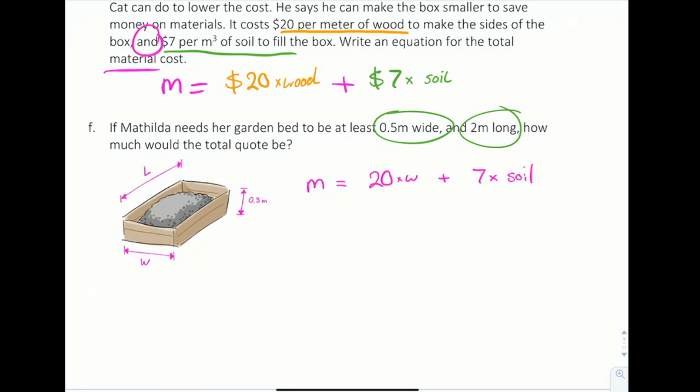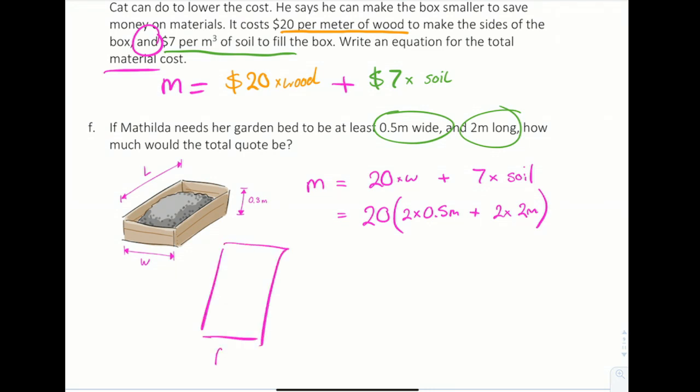I'm writing the word soil because if I write the letter S, you might think that I'm writing a 5. Now we put that information in there. So 20. The wood that we're using is, we need to have this length plus this length plus this length plus this length as well. So to work that out, it's basically a perimeter problem here. So it'll be 2 times 0.5 meters plus 2 times 2 meters. And that's just to give me the dimensions of the box, where it's 0.5 and this is 2 meters. So there's going to be 2 of these, 2 of these. That's what I'm doing in here.